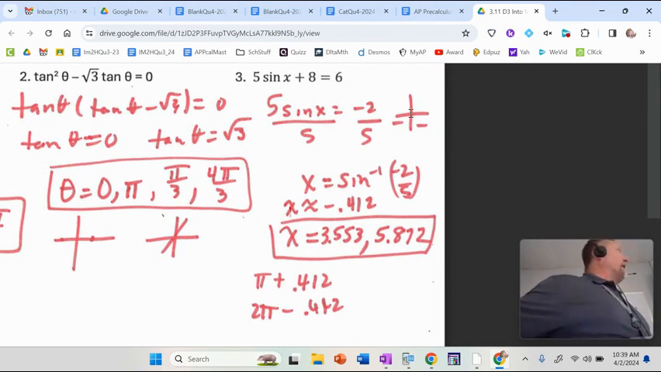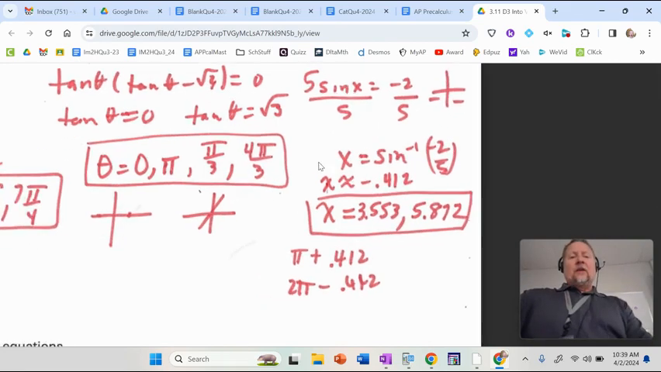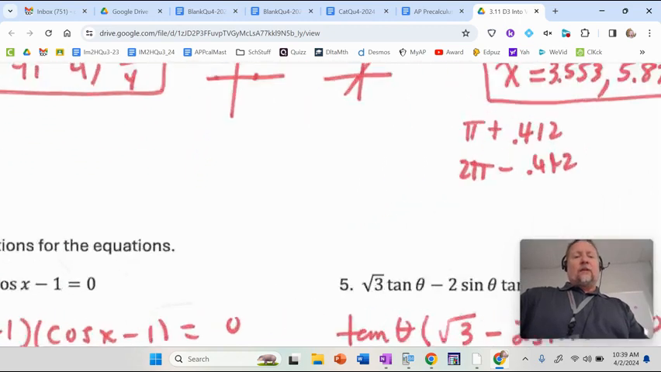All right. And then it basically was this is a reference angle, and then this one's 2 pi minus 0.412, and then this one's pi plus 4.12 is correct there.